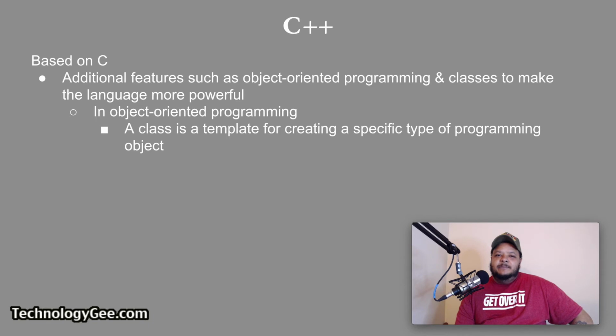Next, we have C++. C++ is based on C, adding additional features such as object-oriented programming and classes to make the language more powerful. In object-oriented programming, a class is a template for creating a specific type of programming object.